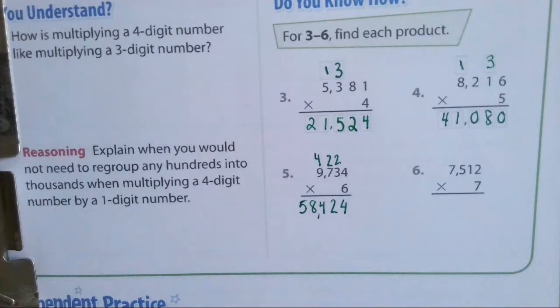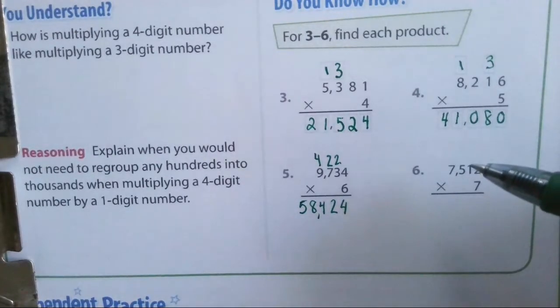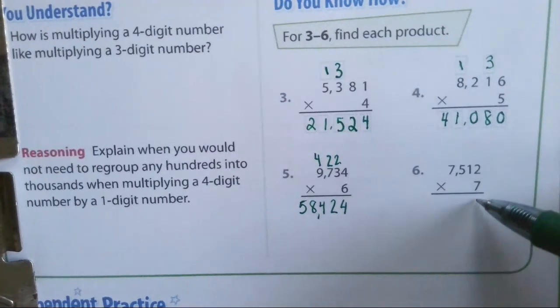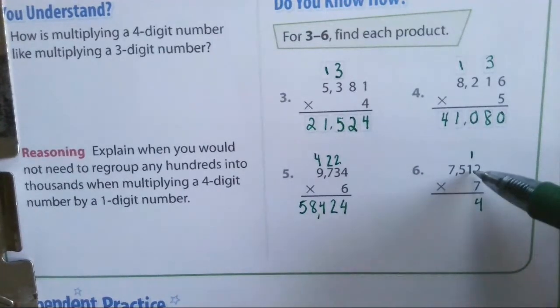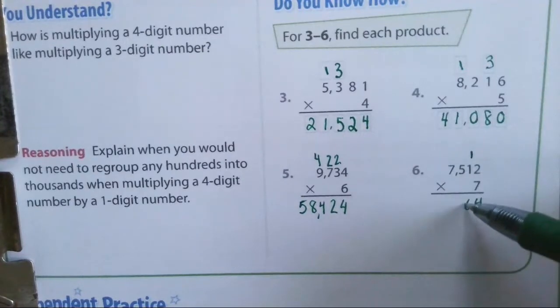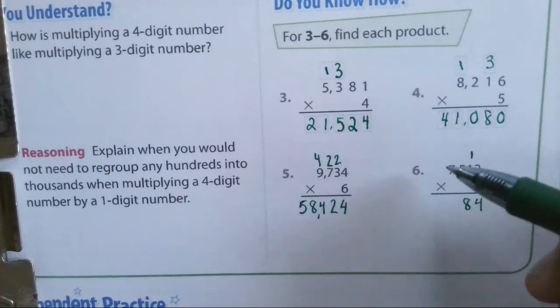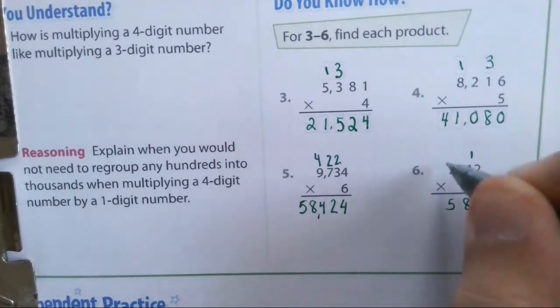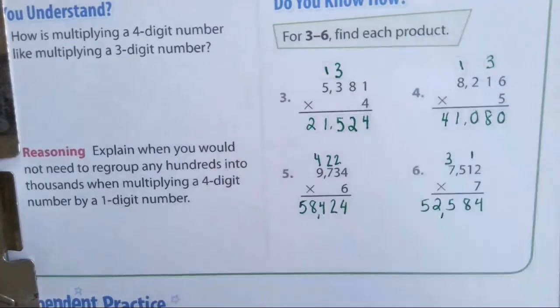Okay, number 6. Number 6 goes 2 times 7, 14. Carry your 10. 7 times 1 is 7, plus 1 is 8. There's nothing to regroup. I didn't go over 10. 7 times 5 is 35. Carry your 3. 7 times 7 is 49. Plus 3 is 52. 52,584.